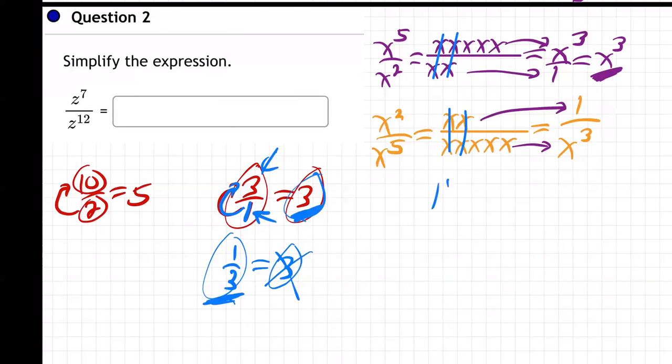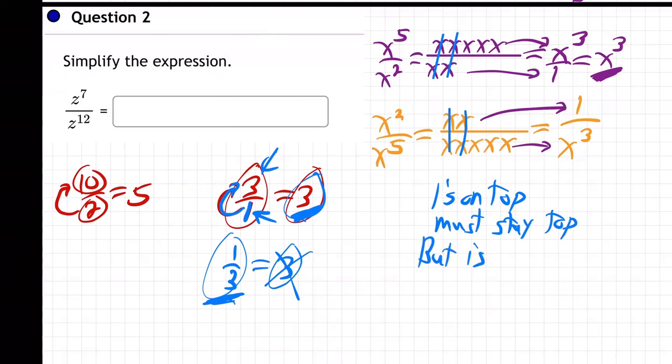So let me write that. Ones on the top must stay on the top. But ones on the bottom vanish, don't they? Because that's true, right? If you have a 1 on the bottom, 1 goes into 3 three times, or 3 candy bars for 1 kid is 3 candy bars per kid. Whereas if you have 1/3, that's not the same as 3. We can't just cancel that 1 and say, oh, that's the same as 3. It's not. Okay, so long story short, what does that mean?